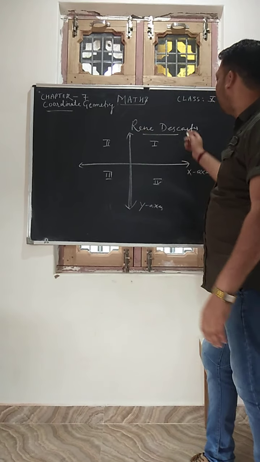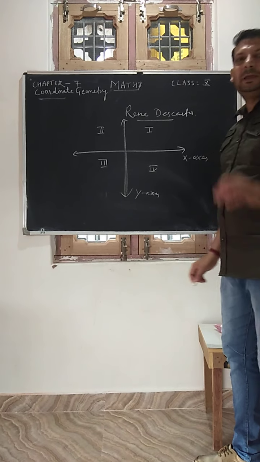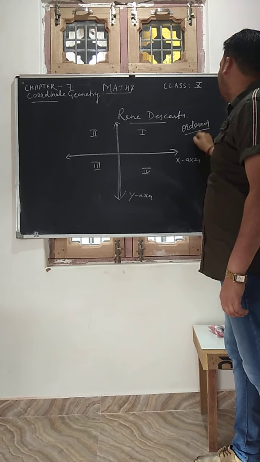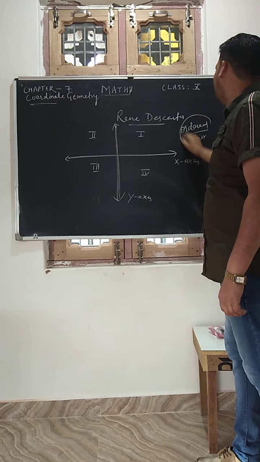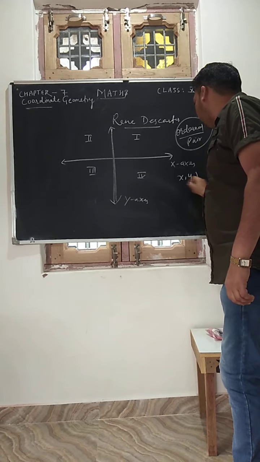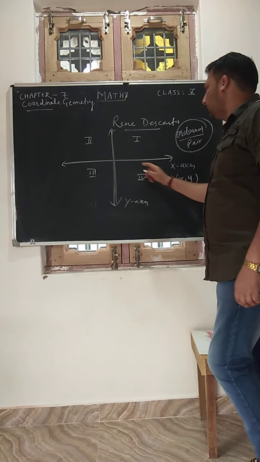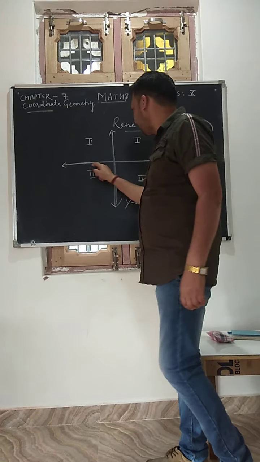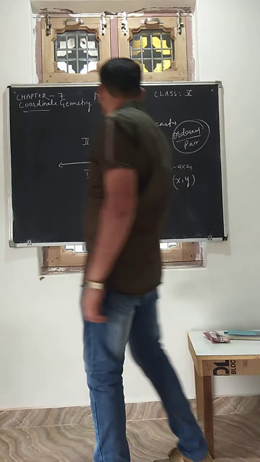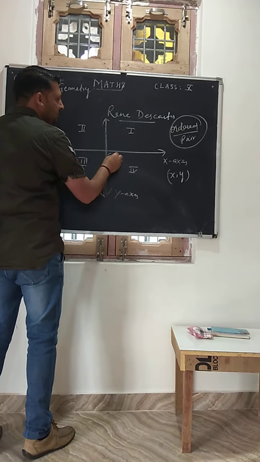Now suppose I want to locate any object; it is represented by an ordered pair. To represent a point, we need an ordered pair. An ordered pair consists of x, y coordinates. Look at the x coordinate. Any point which I represent on the x-axis is called the x coordinate, and the y coordinate is on the y-axis. Where the two lines intersect, that point is called O. O means origin.